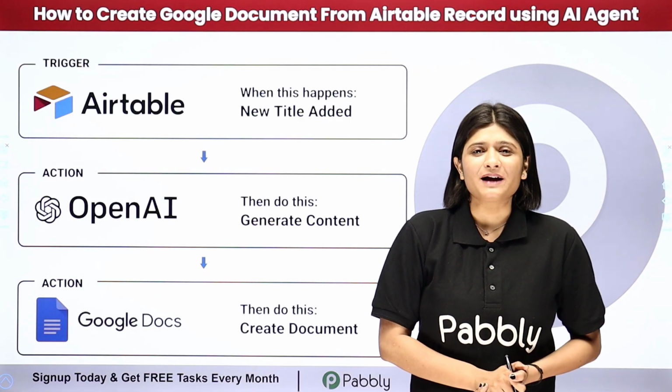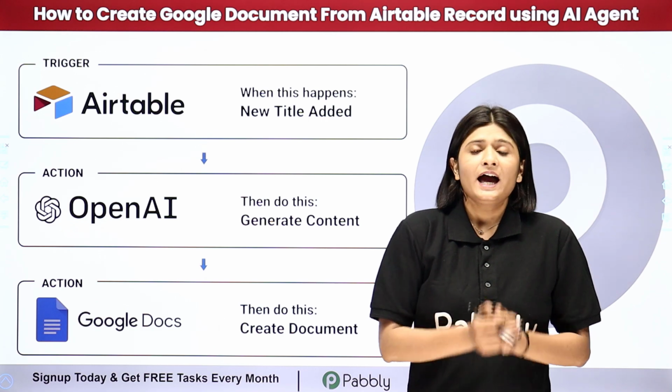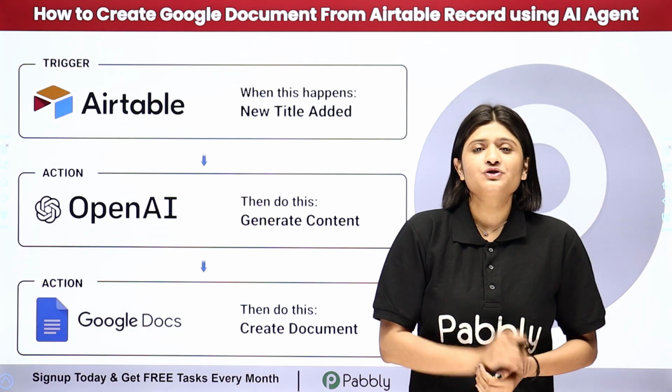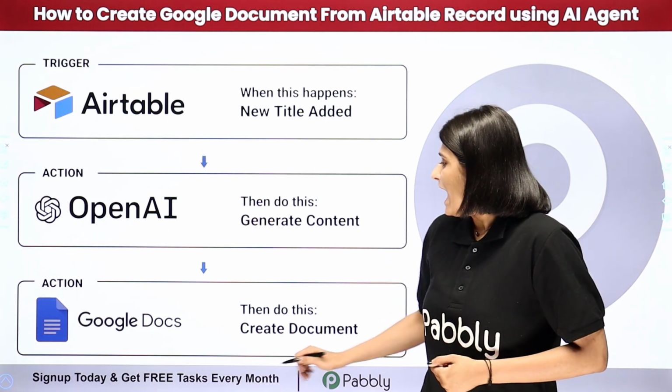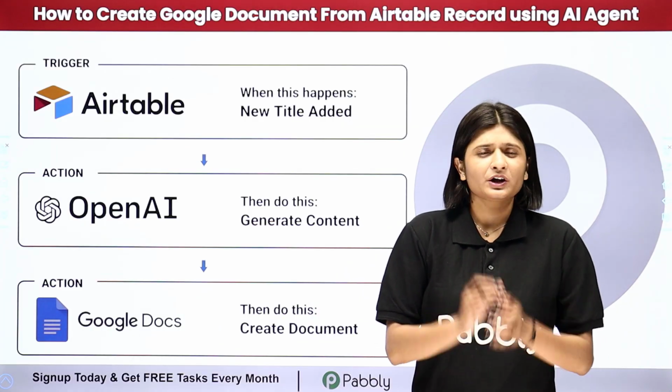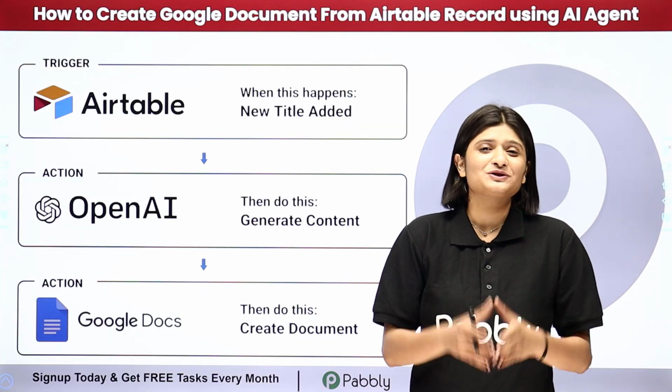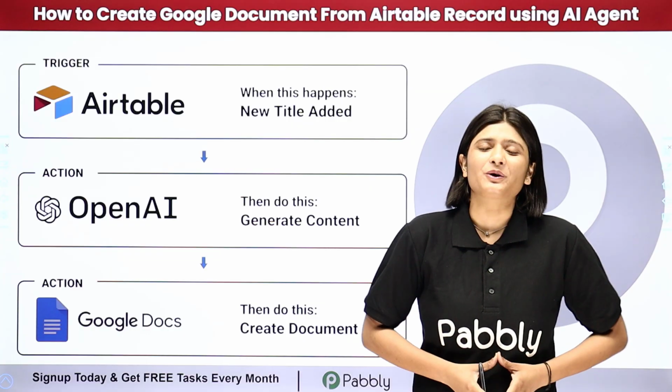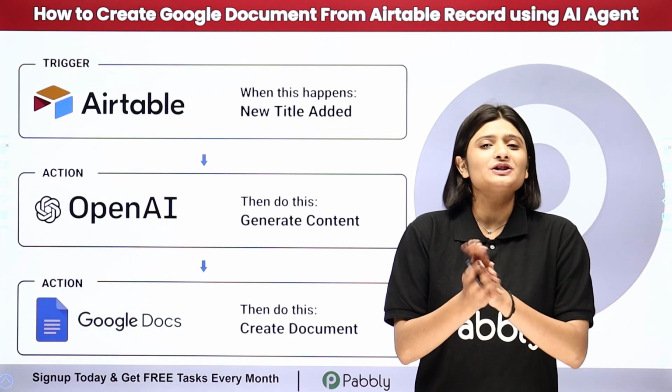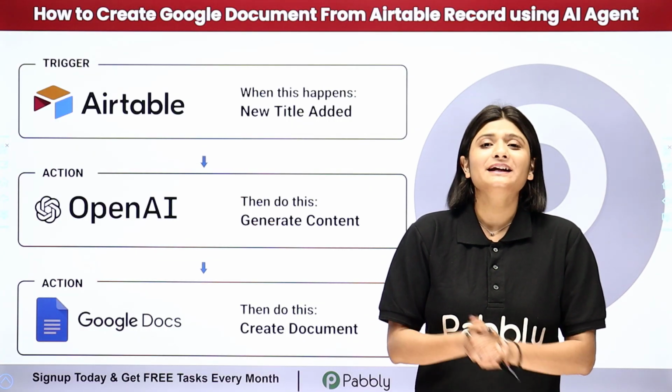Here I am going to use my AI agent as OpenAI, and then this generated content should be automatically created as a doc in my Google Docs. Doing this manually is a very time consuming task, so I am completely going to automate this process, and to do this automation I am going to use Pabbly Connect.